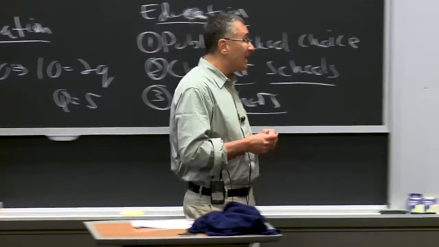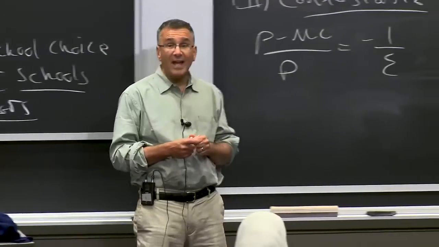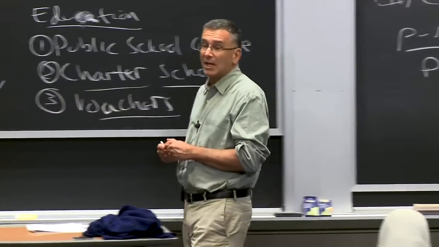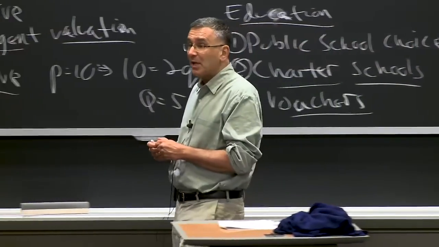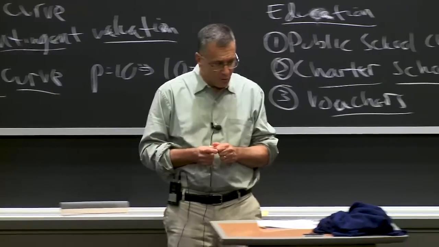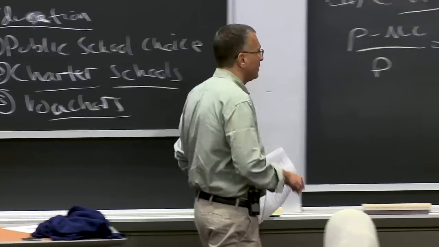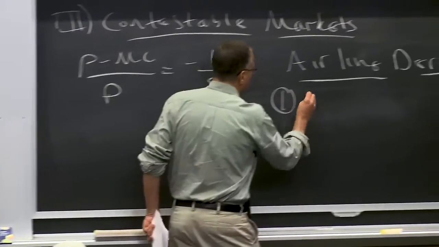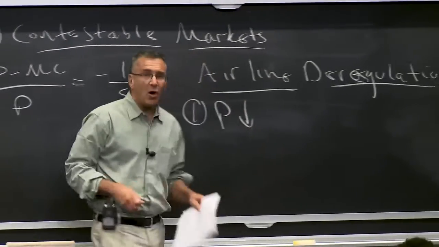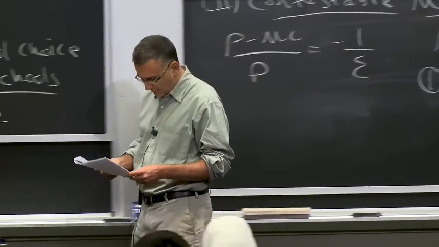So, in fact, economists carried the day. In the 1970s, we deregulated the airline industry. The government stopped setting prices and regulating routes. What happened? Three things happened. The first thing is price fell enormously. The cost of flying fell by about a third.